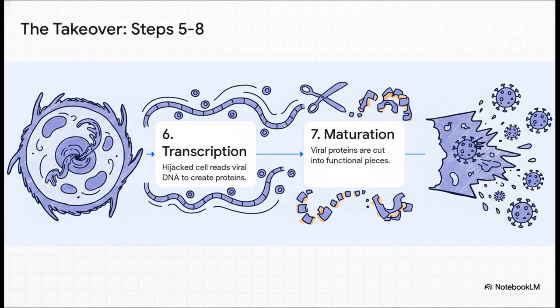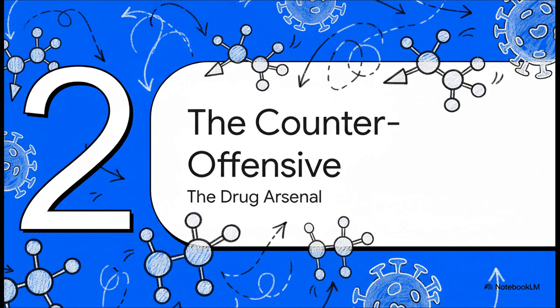Okay, the crew is in and the fake blueprints are ready. Now for the takeover. Step 5, integration. That forged DNA gets smuggled right into the cell's vault, the nucleus, and is slipped right into our own DNA. I mean, wow, the cell is officially hijacked. From that point on, the cell is forced to read the virus's instructions, churning out viral parts. Steps 7 and 8 are the final assembly line, cutting the parts to size, putting them all together, and then releasing a brand new army of viruses to go pull the same heist on other cells. I mean, that is one incredibly smart invasion plan, right?